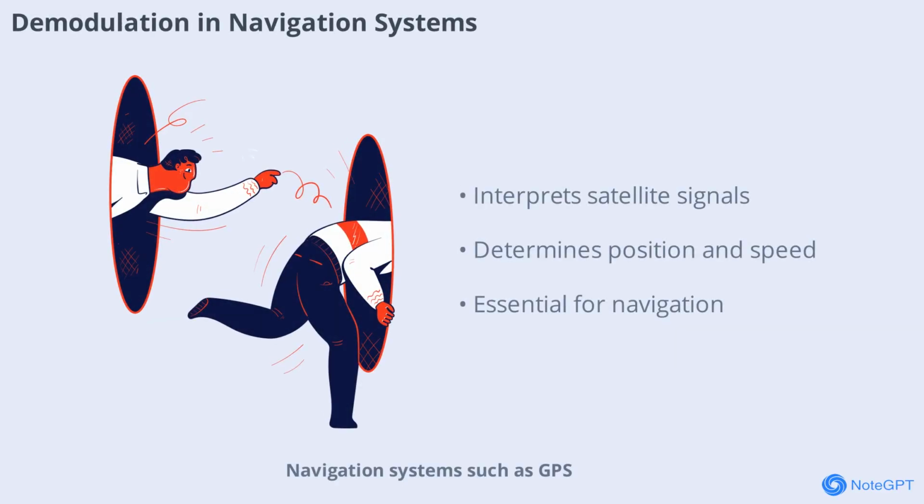Navigation systems, such as GPS, rely on demodulation to interpret signals from satellites. Accurate demodulation is essential for determining position, speed, and direction. These systems enable everything from smartphone navigation to aircraft and maritime guidance, highlighting the critical role of demodulation in transportation.